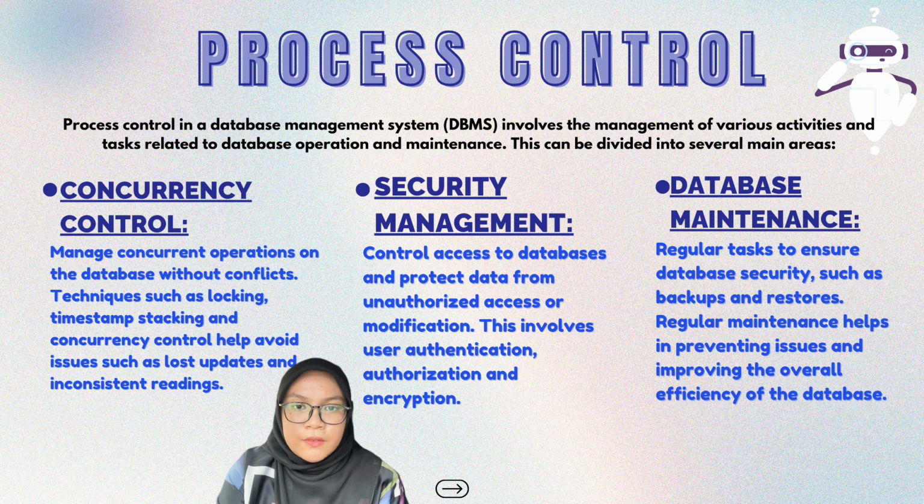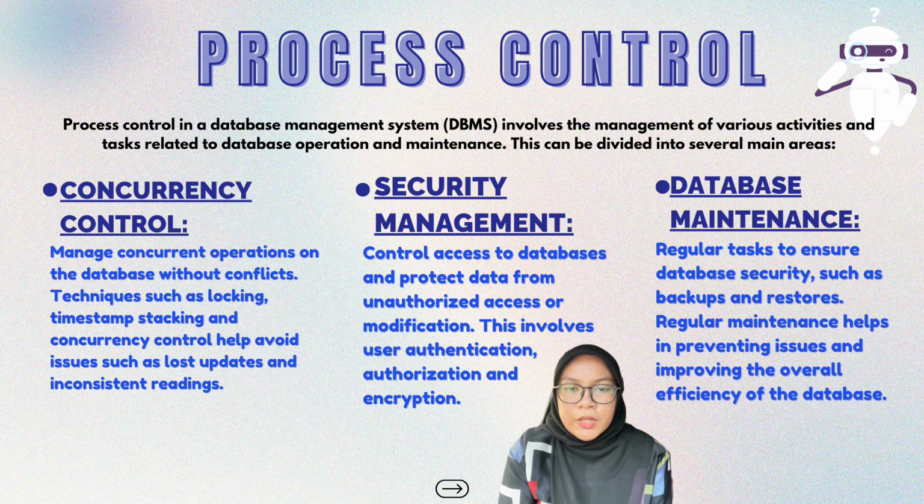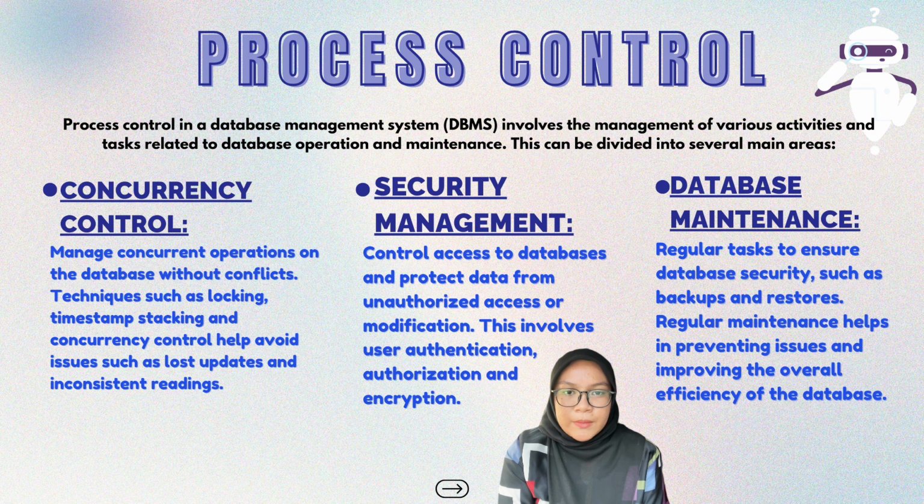Definition of process control. Process control in a database management system involves the management of various activities and tasks related to database operation and maintenance. This can be divided into several main areas. First one is concurrency control. It manages concurrent operations on a database without conflict. Techniques such as locking, timestamps and concurrency control help avoid issues such as lost updates and inconsistent reading.